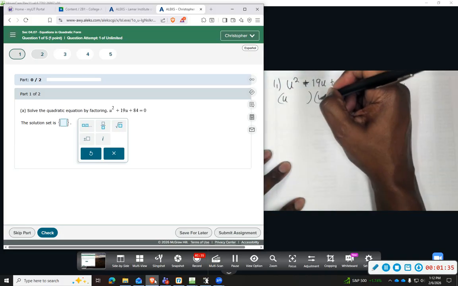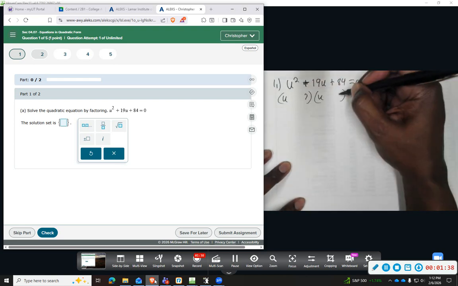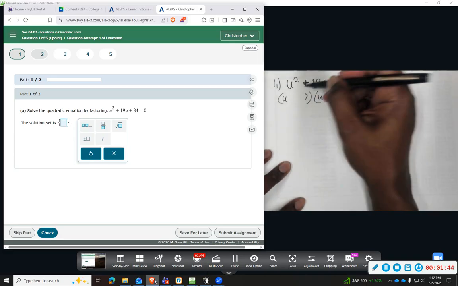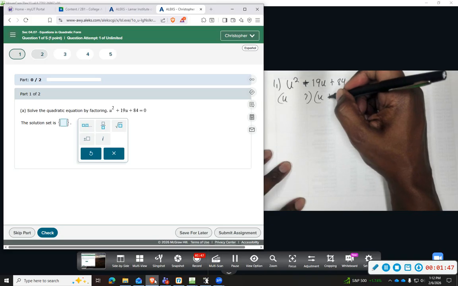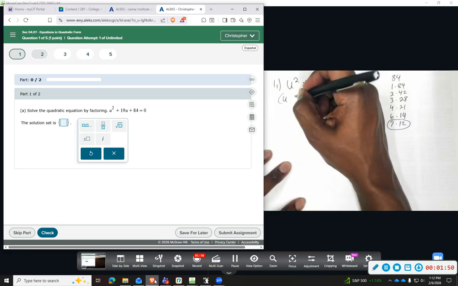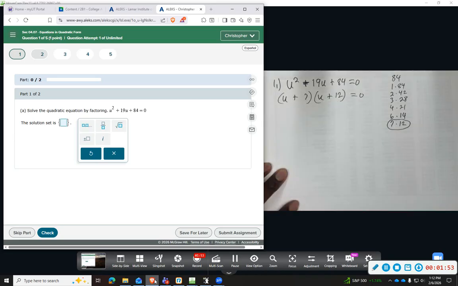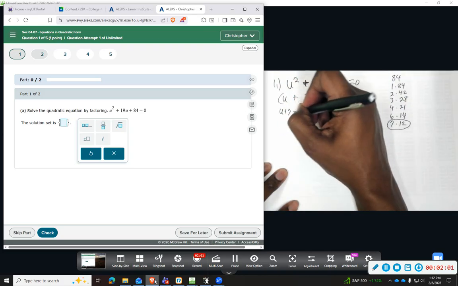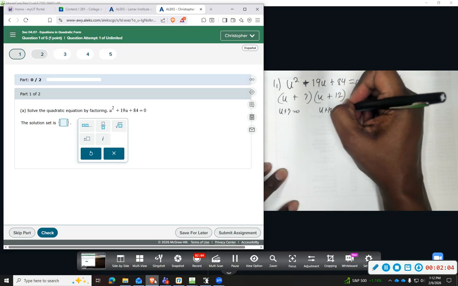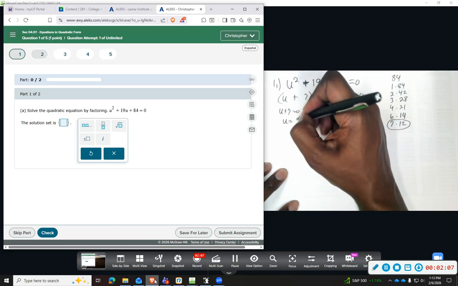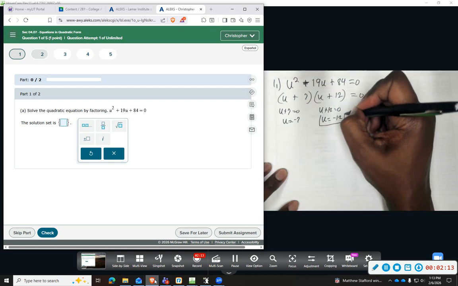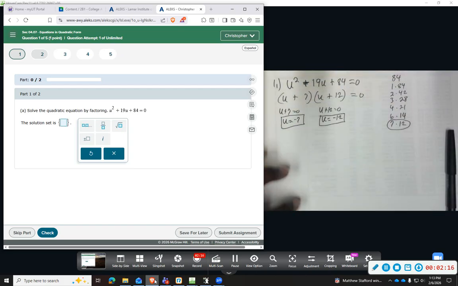Separate the u squared. Add the numbers 7 and 12 at the back. They have to add to a positive 19, so they both are positive. Going left to right, the first sign is the bigger number, which is 12, positive. The second sign tells me they're the same. So these are my two linear factors, and we want the solution set. So set each equal to 0. That gives you u equals -7 when you subtract 7, and u equals -12. So these are two solutions, -7 and -12.